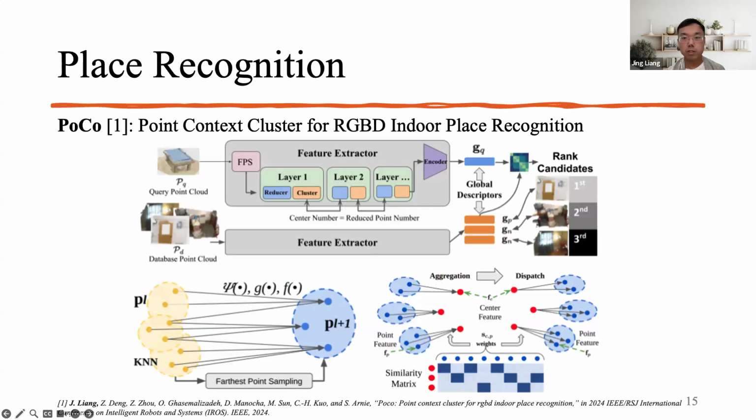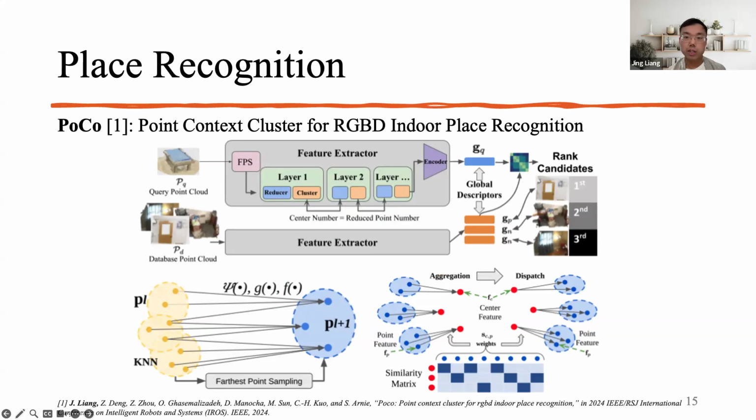The first approach is called POCO. The model encodes each RGBD observation into a global descriptor and compares the similarities between the descriptors of the query observation, which is observed in real time by the robot, and the database to find the robot's position.